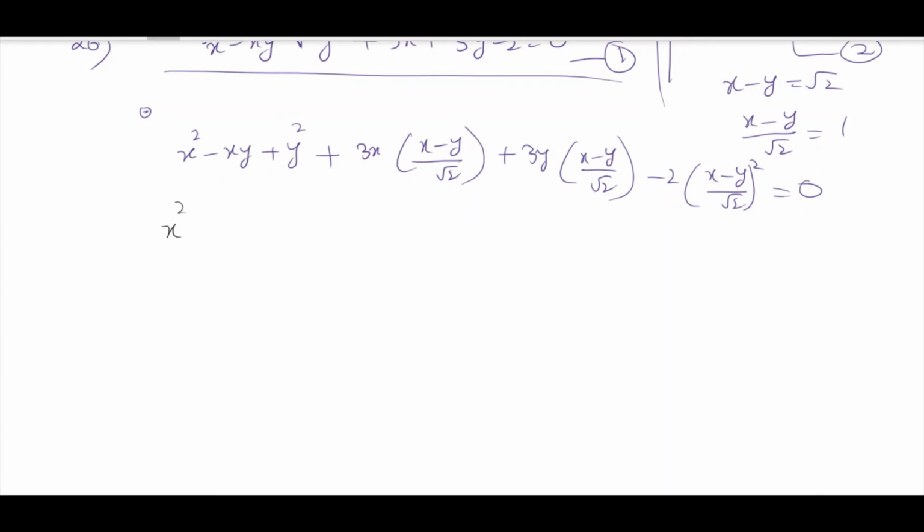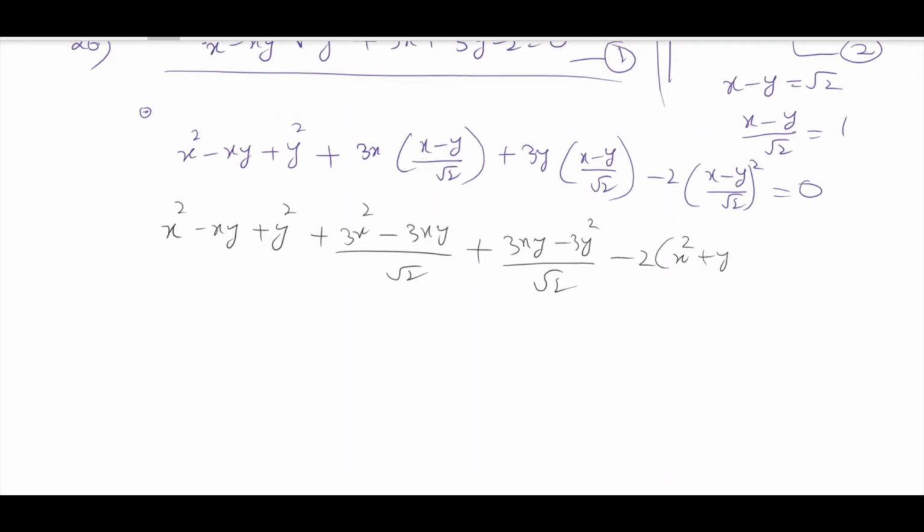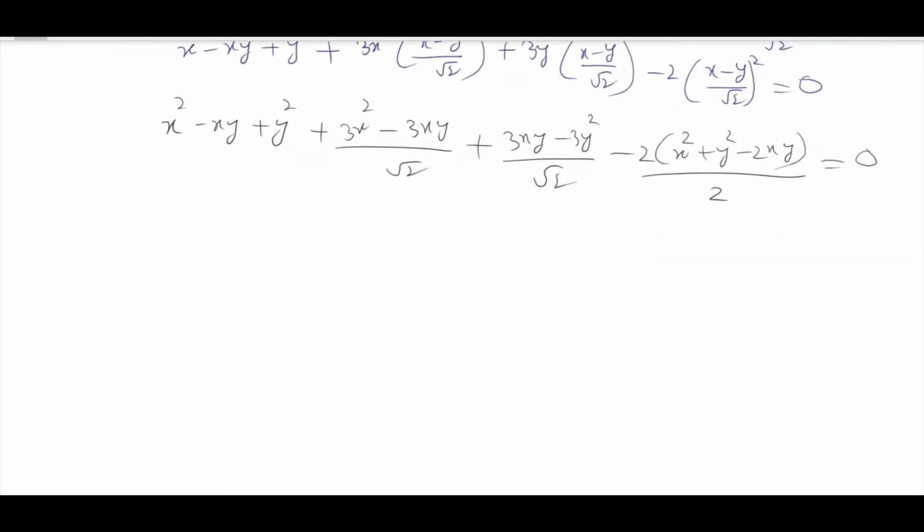So x square minus xy plus y square plus 3x square minus 3xy by root 2 plus 3xy minus 3y square by root 2 minus 2 into x square plus y square minus 2xy by 2, that equals to 0. On taking the LCM, it is 2 root 2.